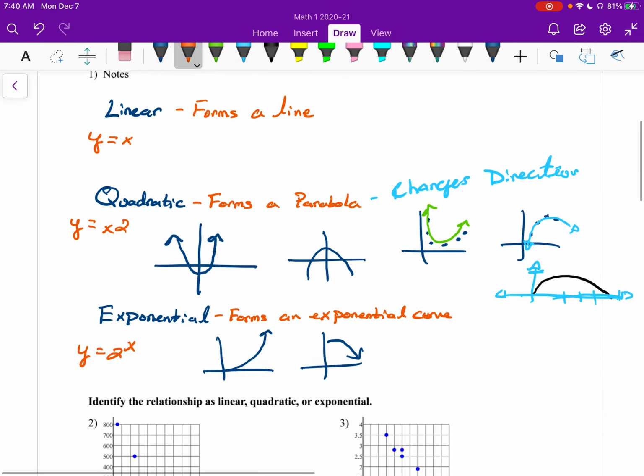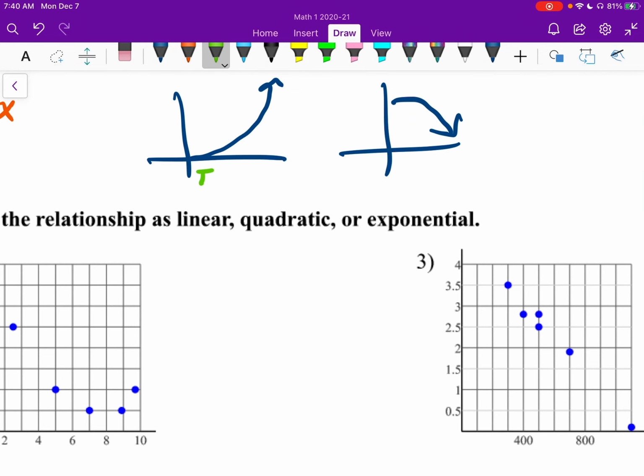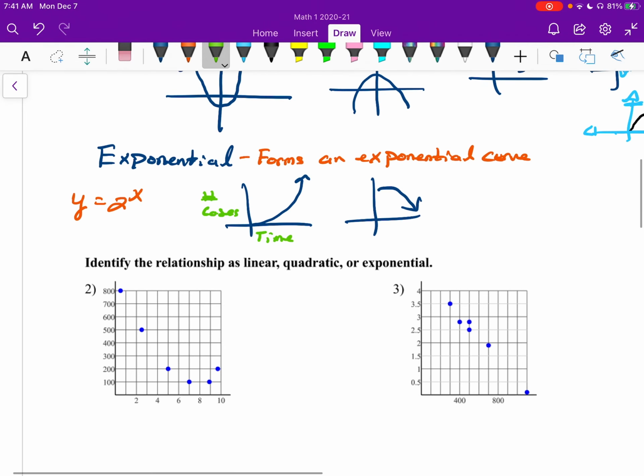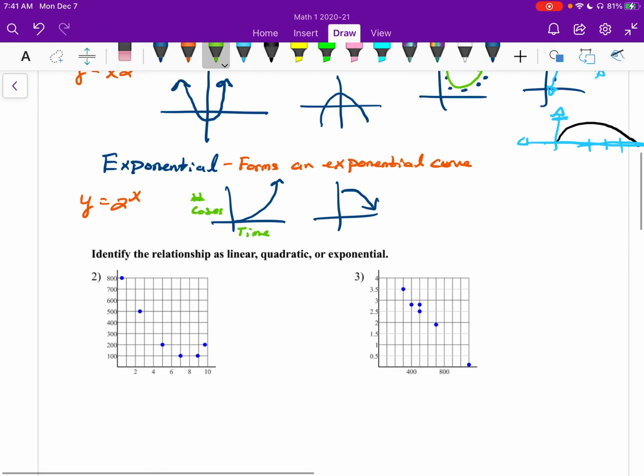Exponentials in real life, we've had a lot of exponential curves going around with the coronavirus, right? Because we could see this would be time, and this would be number of cases. And as time goes on, it grows exponentially because people can share it with each other. As the exponential increases, it increases faster, which is kind of a neat thing to think about. All right, so let's get into this.